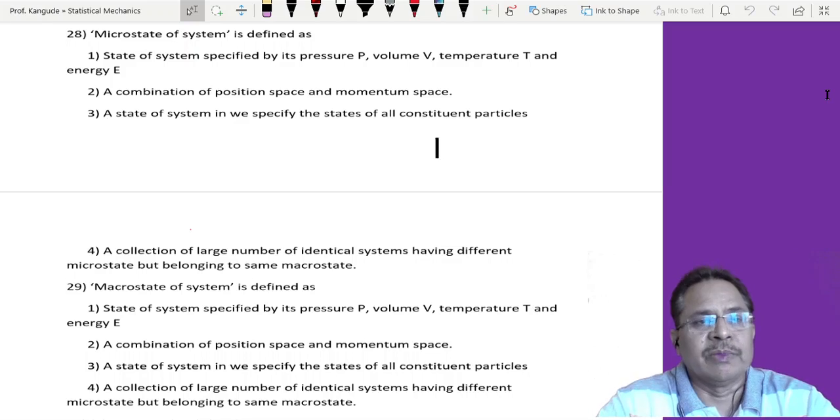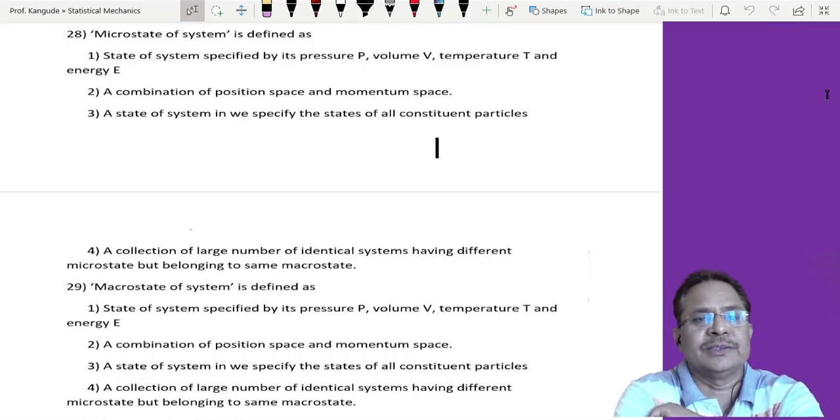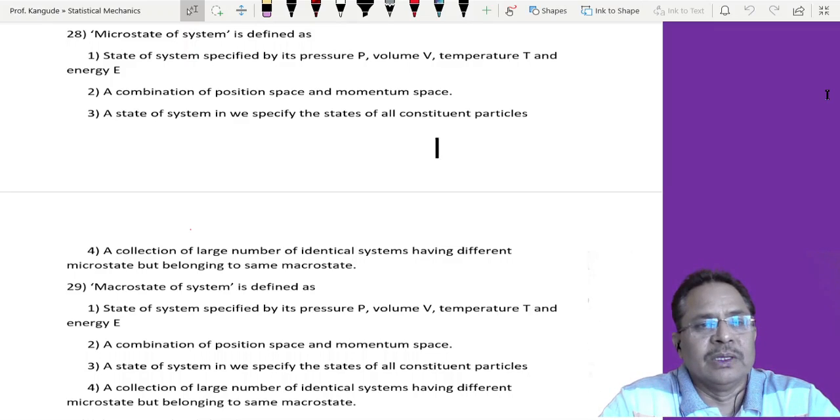Now let's go for the first question, that is question number 28 in the series. A microstate is defined as: option 1, state of system specified by its pressure P, volume V, temperature T and energy E. Second, a combination of position space and momentum space. Third, a state of system in which we specify the state of all constituent particles. Option 4, the collection of large number of identical systems having different microstates but belonging to the same macrostate.